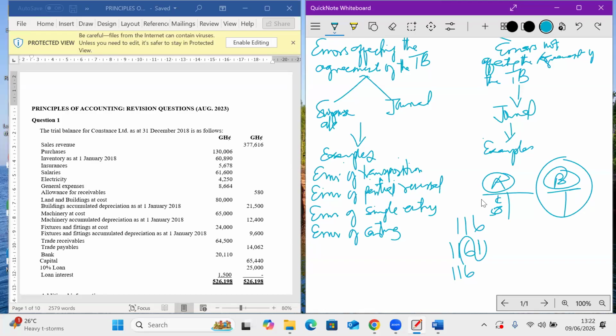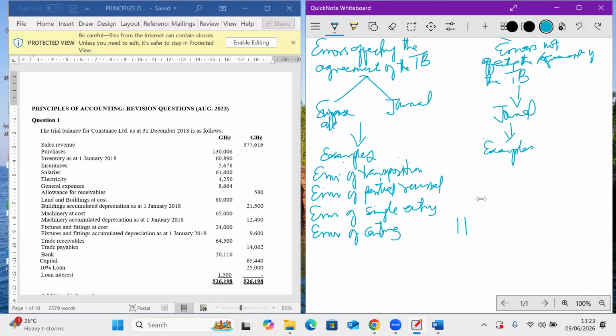How do we know? Okay, let me first explain some concepts before I go on. Pay attention. Why do we say these transposition errors affect the trial balance? Pay attention. Let's say that I have two accounts, account A and account B. Let me write a transaction.